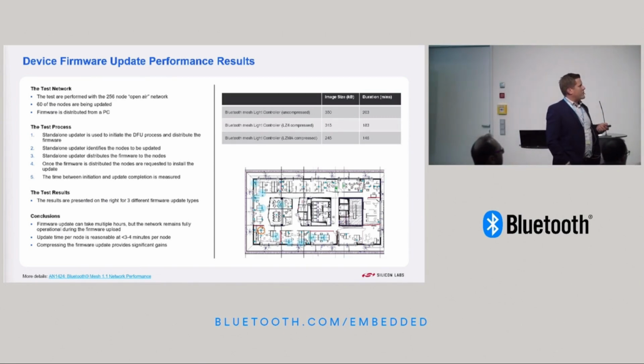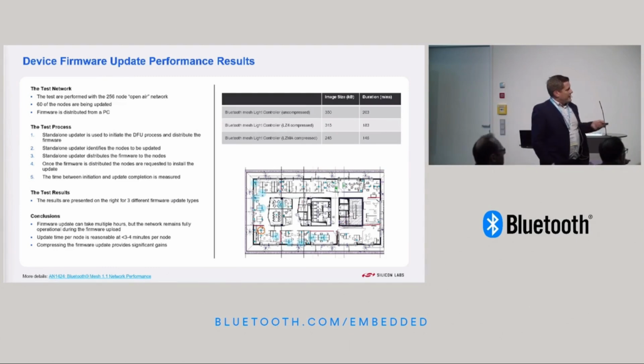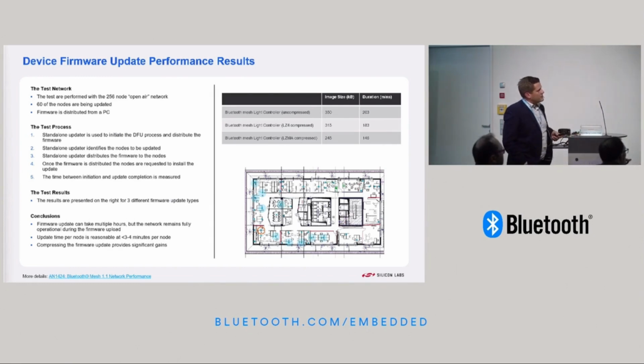With slow firmware updates like this, the point I'm trying to say, it kind of makes sense to compress the firmware. You save a lot of time, energy if that's meaningful, pushing out the firmware. So in this current testing, you can see that these updates are not super fast. So pushing 350 kilobytes to 60 nodes took a little over 3 hours.